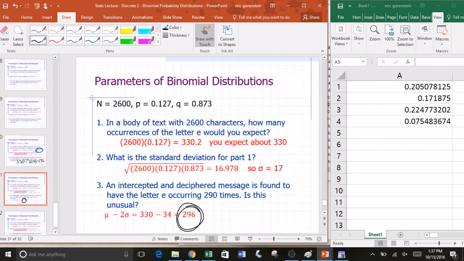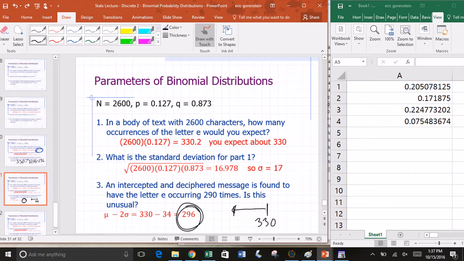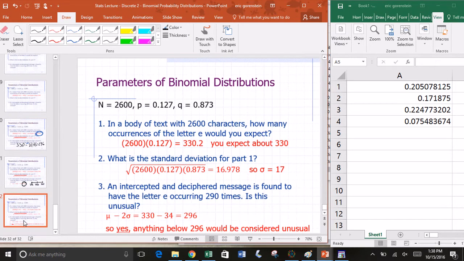So if our mean is 330, then 2 standard deviations down would be 296, and 2 standard deviations up would be the mean plus 34, so 364. So anything between 296 and 364 would be ordinary or usual values. Anything outside that range would be considered unusual. So 290 is outside that range. 290 would be considered unusual.